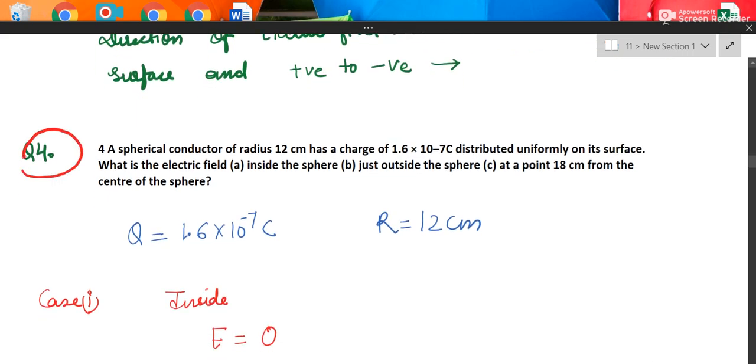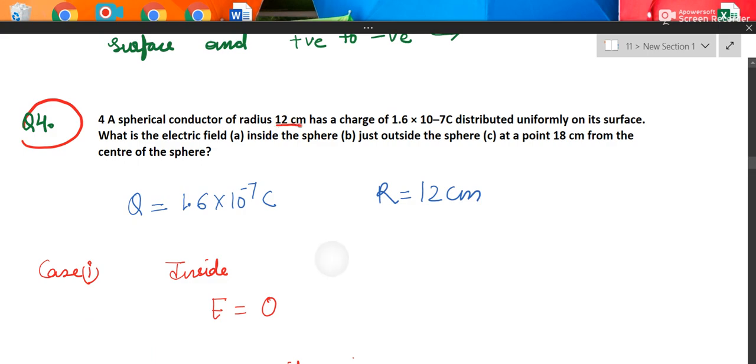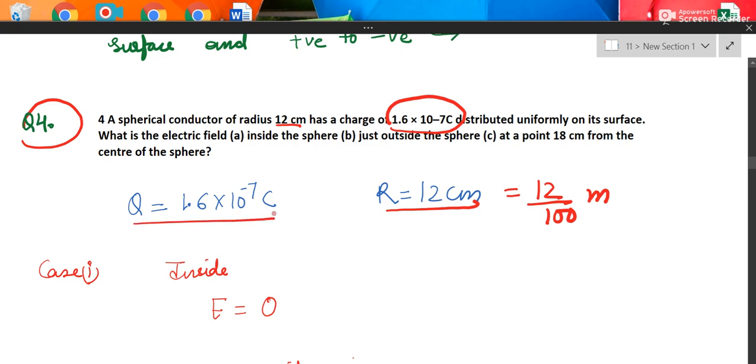Question number 4. A spherical conductor of radius 12 cm. So I have noted the radius as 12 cm. If required, change it into meters. It will be required somewhere. And the charge distributed is this much, so you can write the charge as well. You have to find the electric field. This is not a question of electric potential. So by chance they have asked for the electric field.